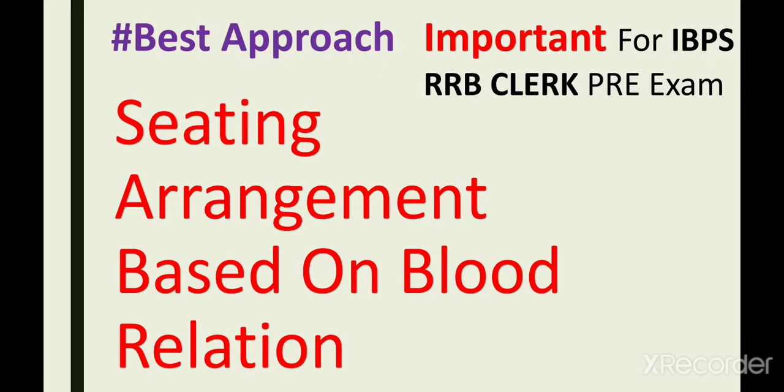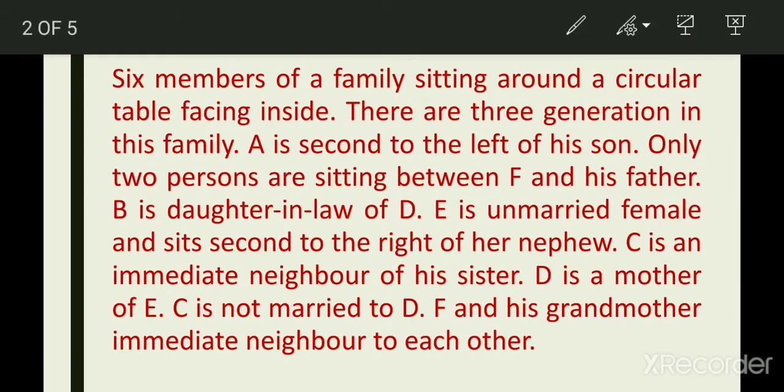In this video, we will discuss a sitting arrangement question based on blood relation. Let's start the video to see how to solve this type of question in less time. Just read our question. It is given that there is a family with 6 members, all sitting around a circular table facing inside.